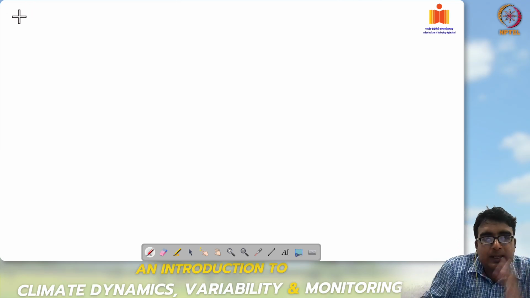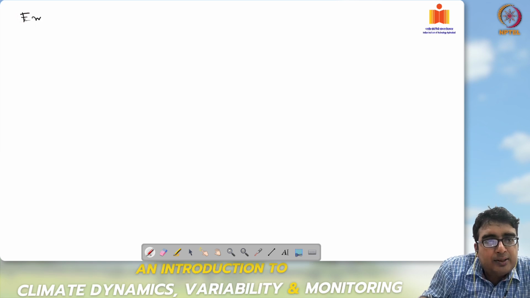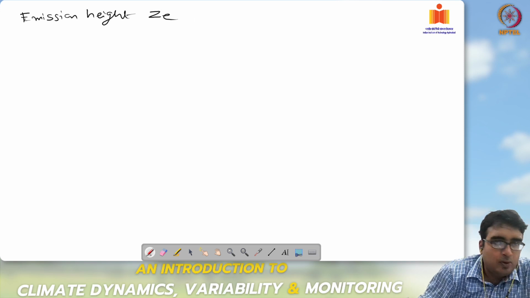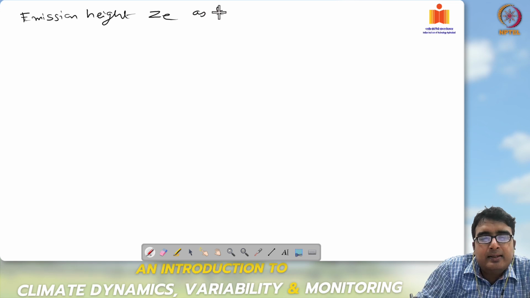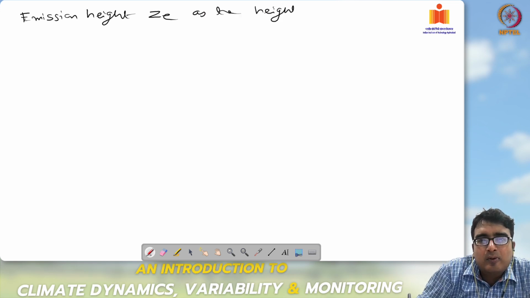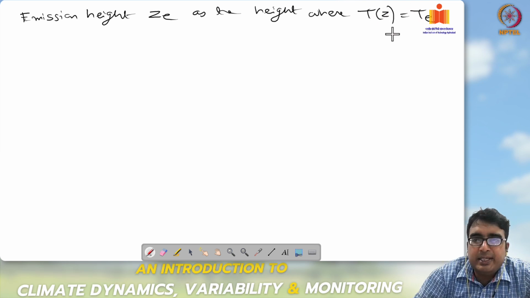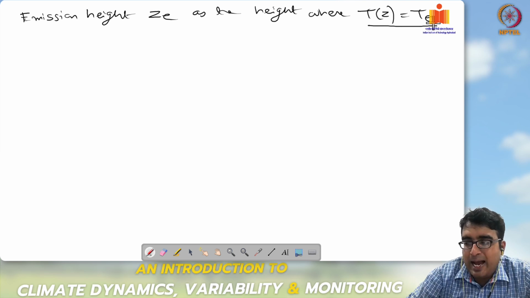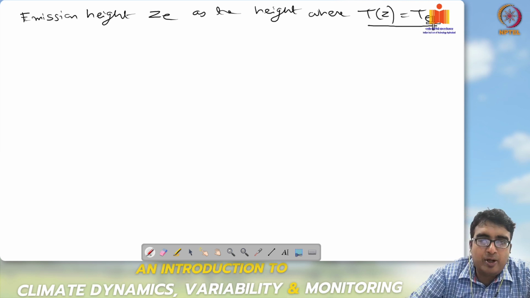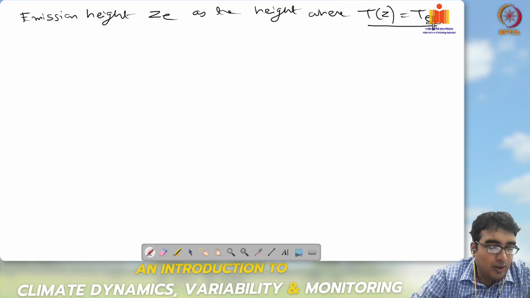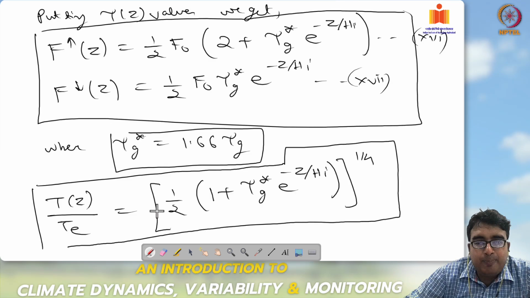We can define something called the emission height, ZE, as the height where T of Z equals the black body emission temperature T. So the altitude at which the atmospheric temperature equals the black body emission temperature of Earth is called the emission height. If you look at the previous example, then this is 1 equal to that expression.